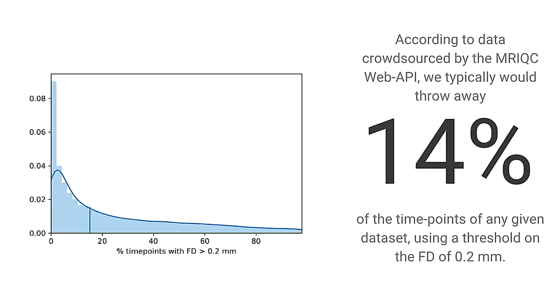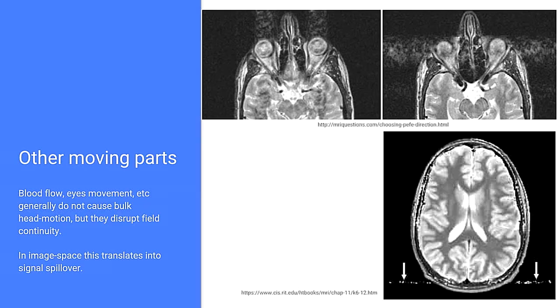And we have a crowdsourcing tool called the MRIQC Web API, where all these metrics are uploaded when you run MRIQC. And on over 30,000 datasets, we see that at least 40% of the time points are dangerous to use because of extreme motion.